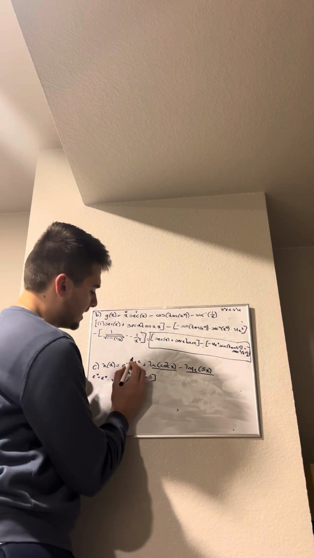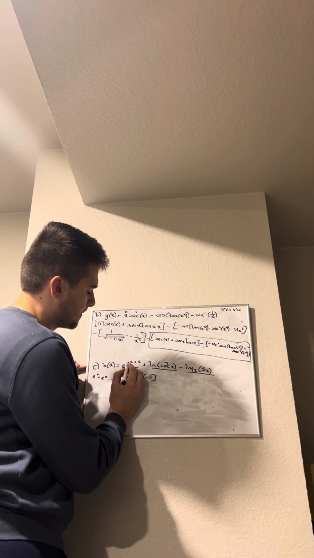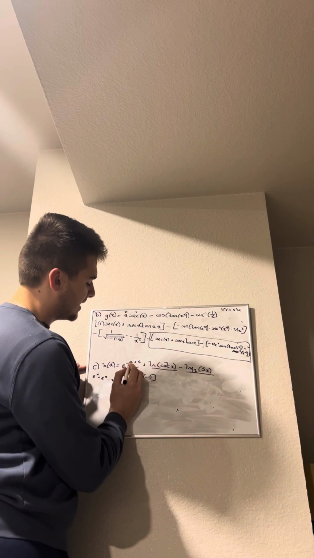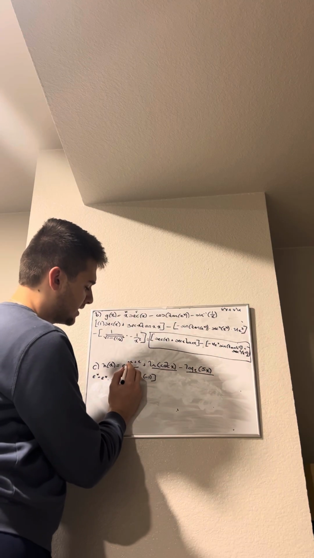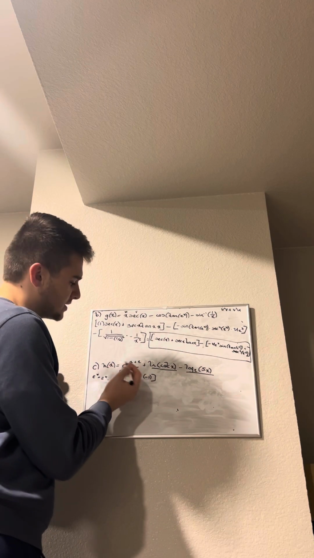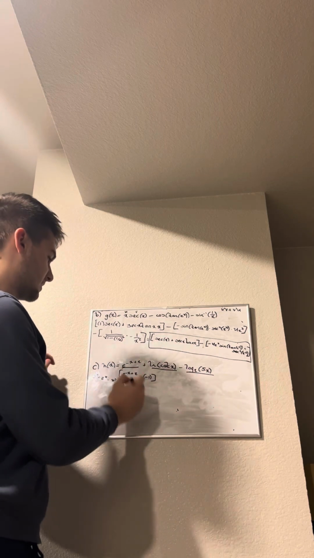You have x to the power of 1, you bring down the 1, and then you would have 1x to the power of 0. X to the power of 0 is just 1, so negative 1 times 1 is just negative 1. So that should just give you the derivative.